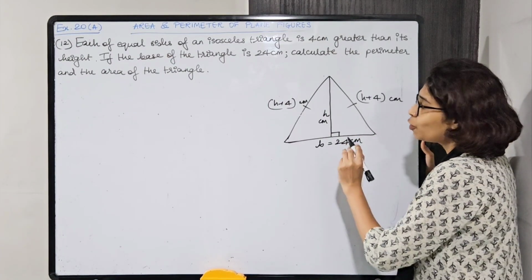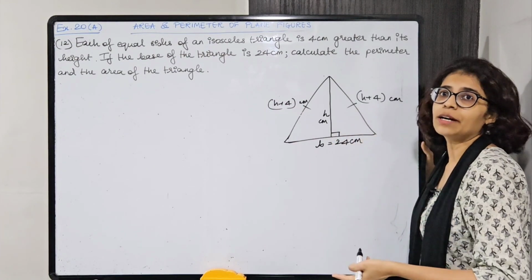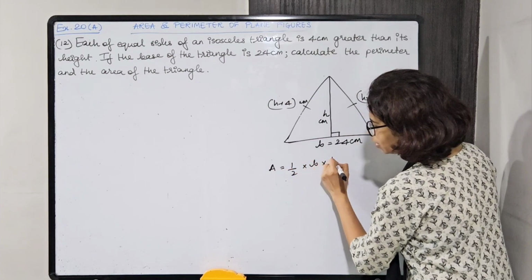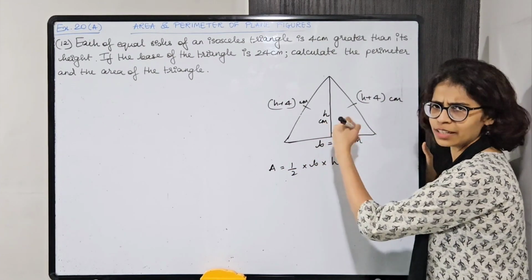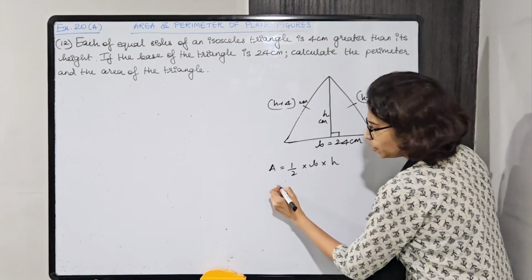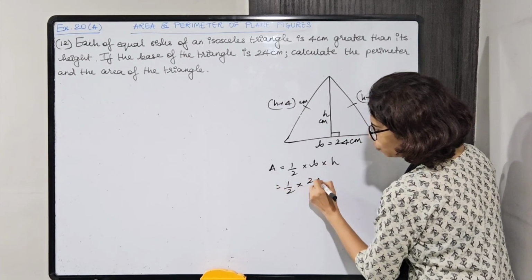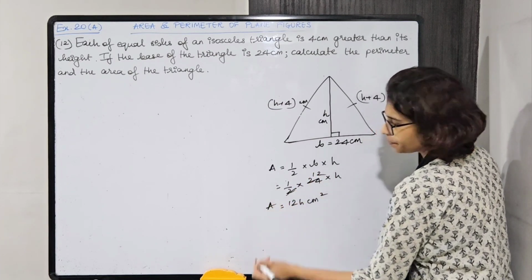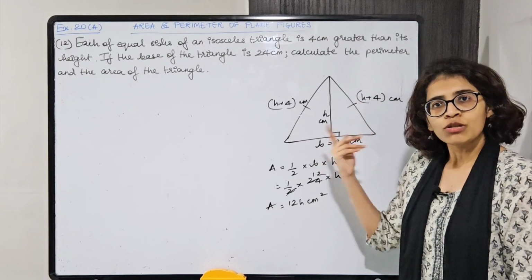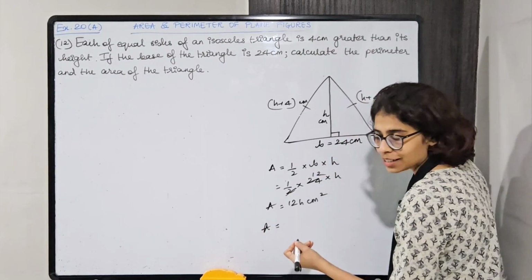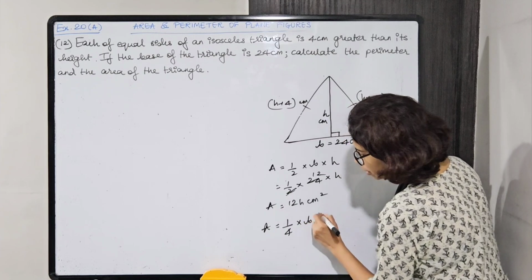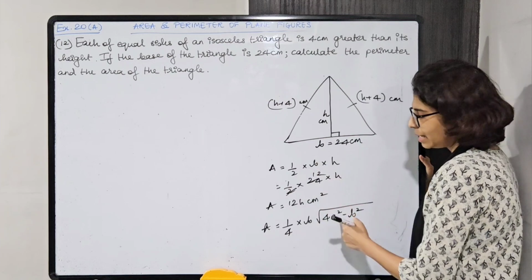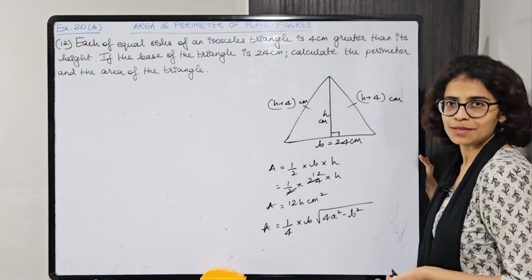Now for finding h, I'll use the formula of area. Okay. So area is half into base into height, right? I don't know the area of the triangle, but I know area will be this. It will be half into base, which is 24, into h, that will be 12h square centimeter area, right? I can also say that the area of an isosceles triangle is 1 by 4 into b into root of 4a square minus b square, where b is the base and a are the equal, congruent sides.